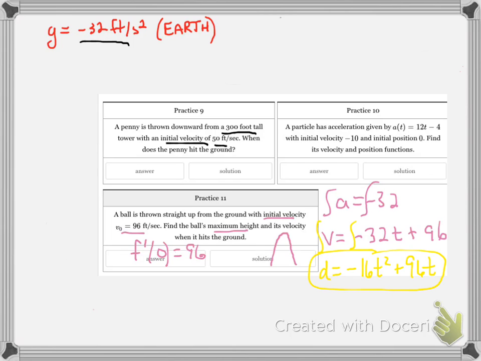You can either find the vertex of your parabola and figure out the maximum height there, or you can set your velocity equal to 0. So negative 32t plus 96 equals 0. So 32t equals 96. So at t equals 3, we get our maximum. Plug that in here for t, and that'll evaluate your height.